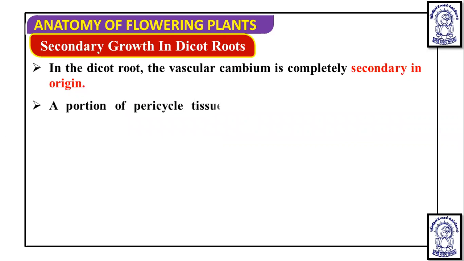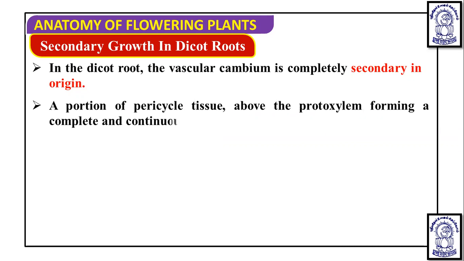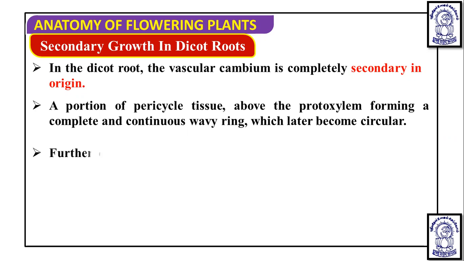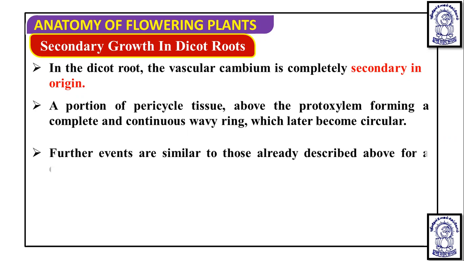Now these tissues are known as conjunctive tissue, which are present below the phloem. A portion of pericycle tissue, which is present above the protoxylem, outside the protoxylem, also differentiates and starts dividing. By the fusion of this conjunctive tissue and the cells of pericycle, it forms a wavy ring, and this wavy ring is going to become circular. Further events are similar to those already discussed in the dicot stem.